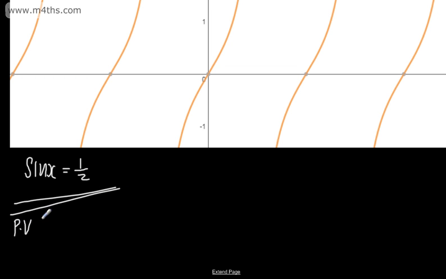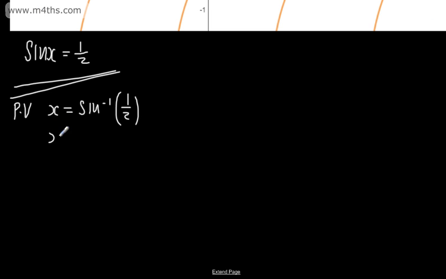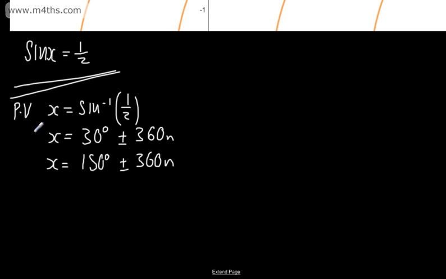I start with the principal value and I say that x is equal to the inverse sine of 1/2. That gives me now, using the calculator, x is equal to 30 degrees, plus or minus multiples of 360 degrees, and I write that as plus or minus 360n. By symmetry, x is going to be equal to 180 minus 30, and you might want to show that in your working, but I'm going to put x is equal to 150 degrees plus or minus multiples of 360. So this now gives me the general solution to this equation.